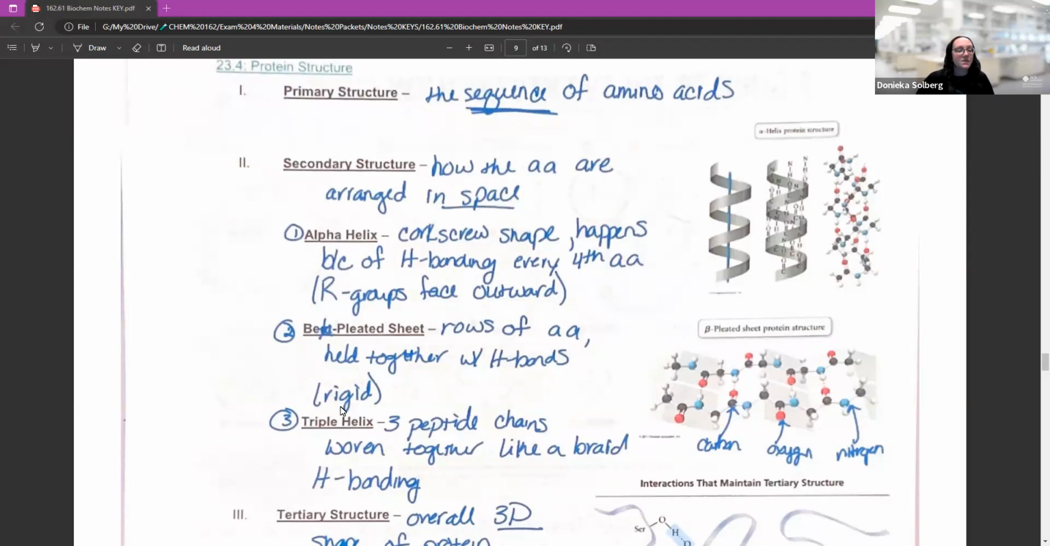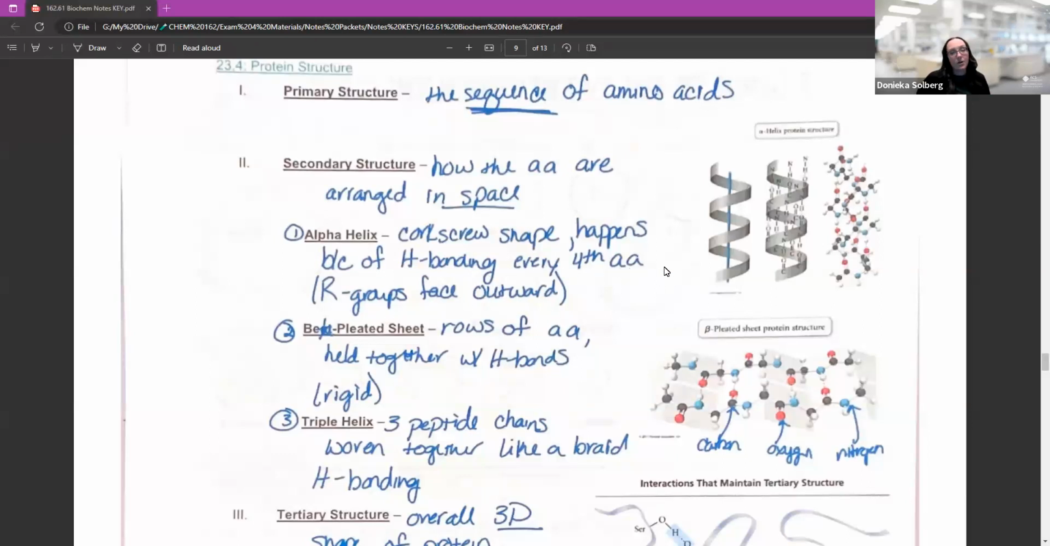There are three types of secondary structures that are most common. There's an alpha helix. You'll notice it kind of looks like a corkscrew, like a helix. That's because we get hydrogen bonds between polar groups. So we get a corkscrew shape. It happens because of hydrogen bonds every fourth amino acid or so.